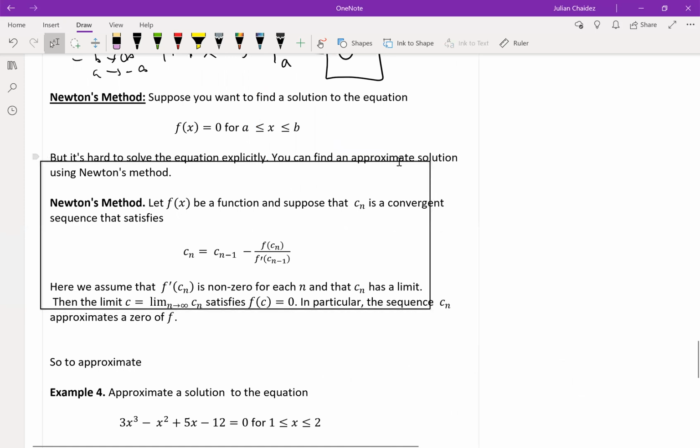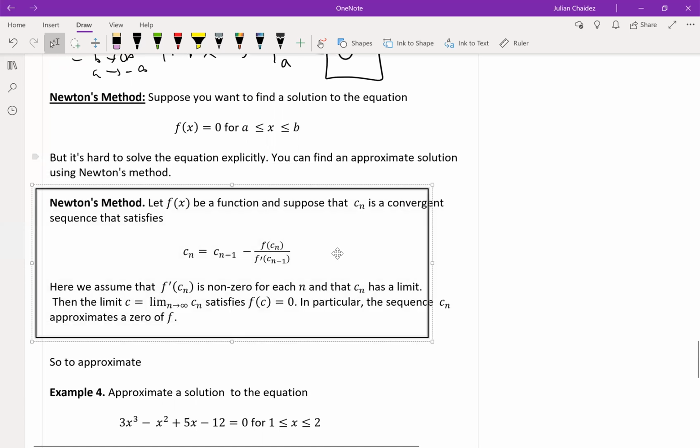Give me a moment just to move things around. OneNote sucks, man. This is not great. Okay. Anyway, so all right.